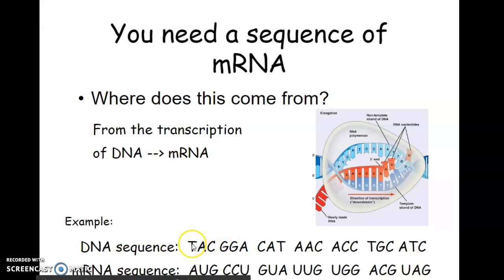And for example, here if we have our DNA sequence TAC, GGA, CAT, AAC, ACC, TGC, ATC, that would give us T to A to U, C to G, G to C, G to C, A to U, C to G, A to U, T to A to U, A to U, C to G, A to U, C to G, C to G, T to A, G to C, C to G, A to U, T to A, and finally C to G.